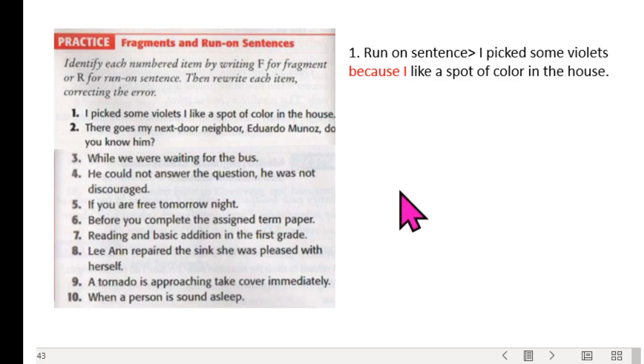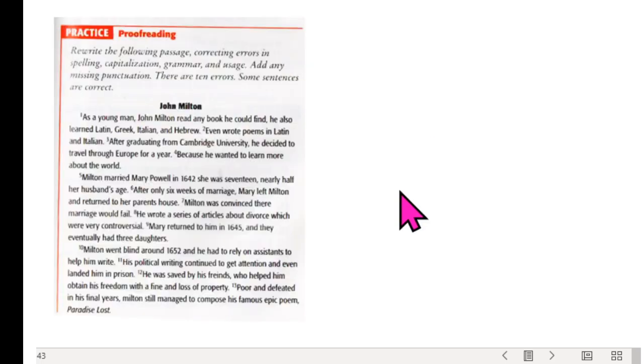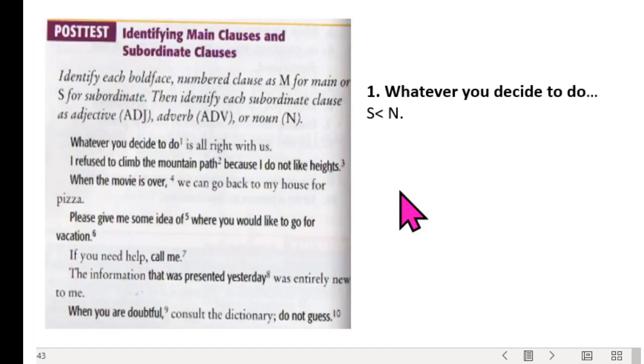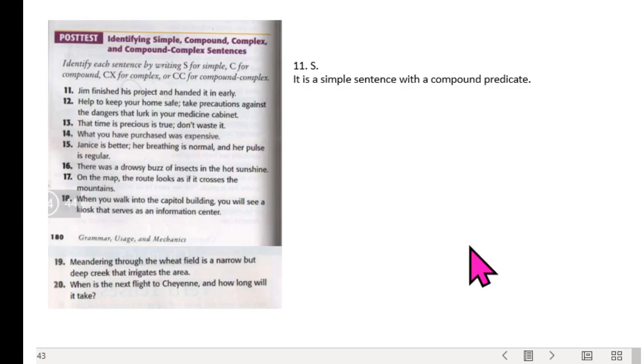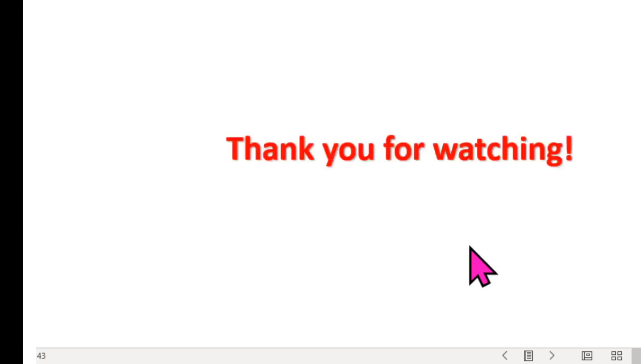Good. So you continue with the other exercises, right? Complete the post tests. And then after this, I think we're gonna be ready for the final test.